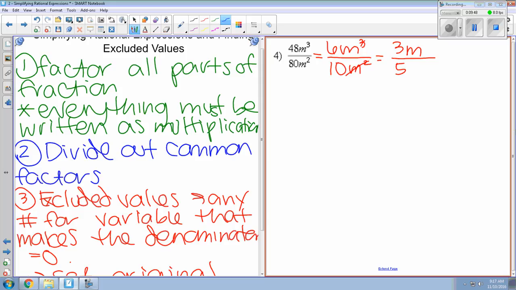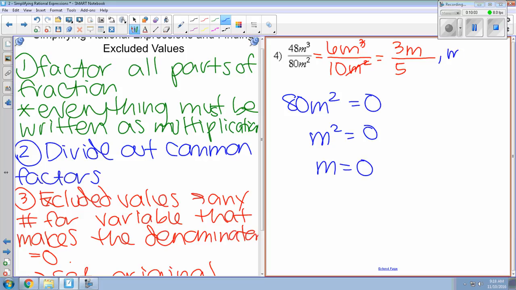You do need excluded values, or you are not done. When we find our excluded values, remember, 80m squared equals 0. Again, it's going to leave me with m squared equals 0, so my excluded value is when m equals 0. Again, when you write it over here, just put a comma. m cannot be 0. Done.